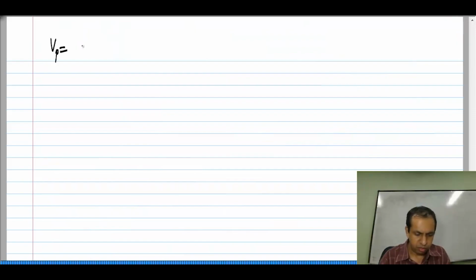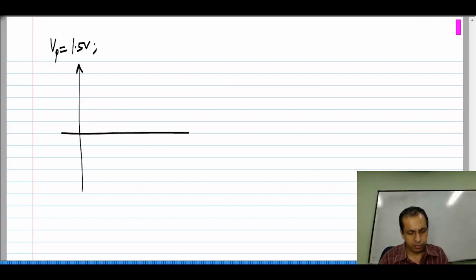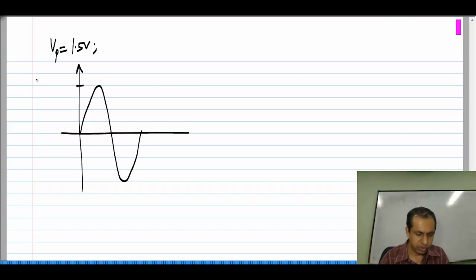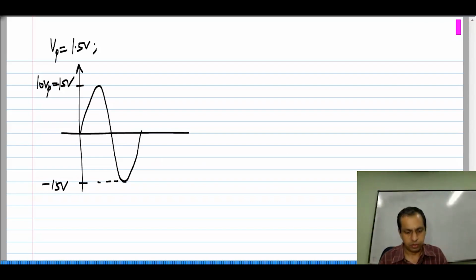let us say Vp is 1.5 volts, and at the output of an amplifier with a gain of 10, I would expect a sine wave like this, whose amplitude is 10 times Vp, which is 15 volts. Okay. And a sine wave is symmetrical. So, on the other side, I would expect the peak to be minus 15 volts. Okay. But this is not going to happen.